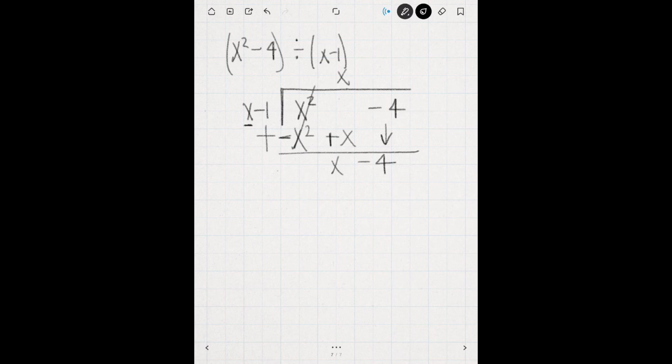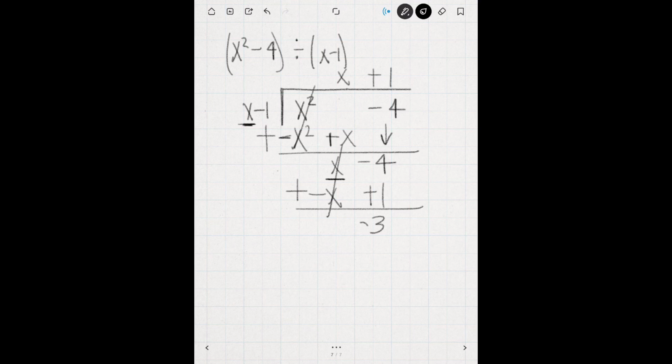I'm going to start over. X times what is x? 1. Positive 1, actually. So I take my positive 1 and I multiply it by x, and I multiply it by negative 1. So 1 times x is x, 1 times negative 1 is negative 1. And I add the opposite. Negative 4 plus 1 is negative 3. Now, x times what is negative 3? Nothing, because the exponent here is smaller than the exponent here.